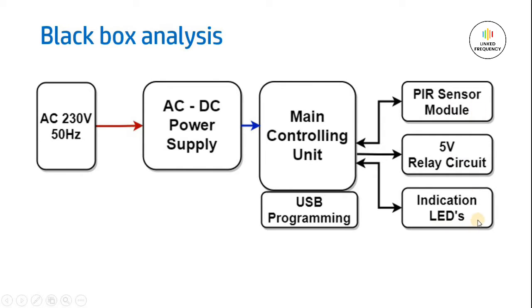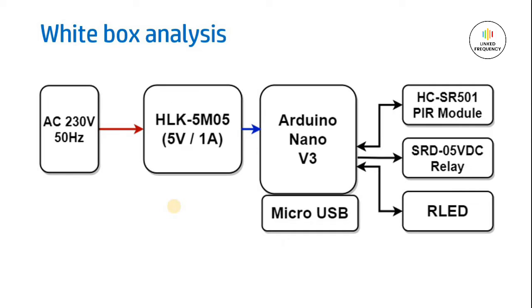Lastly, there will be indicating LEDs to indicate that there is a power supply, and also that a signal is activated from the PIR sensor. These are the bare minimum basic block diagram or the black box analysis of our project, automatic AC switch using a PIR sensor. Now let's jump into the white box analysis.